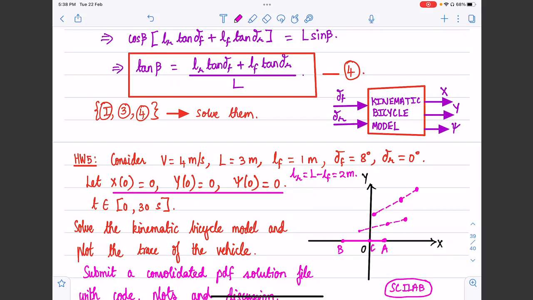But as you would have realized, in order to get psi, x and y, we needed beta and r, right? That's why we solved for them. Okay, great. So any other questions?